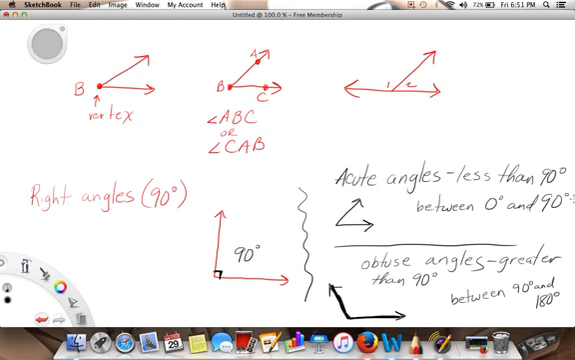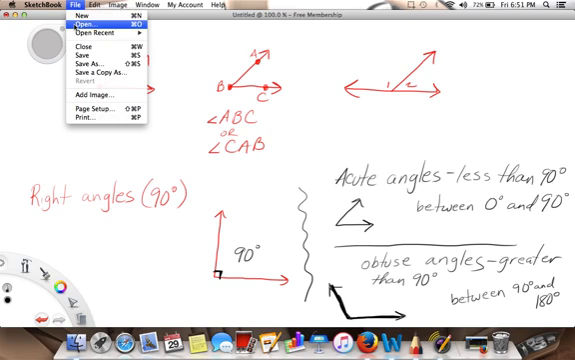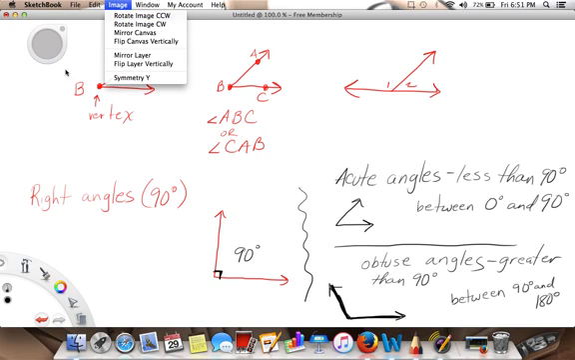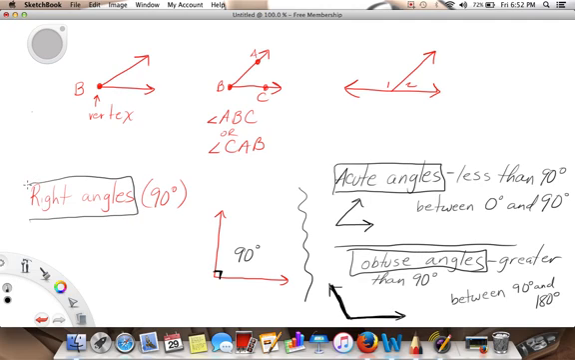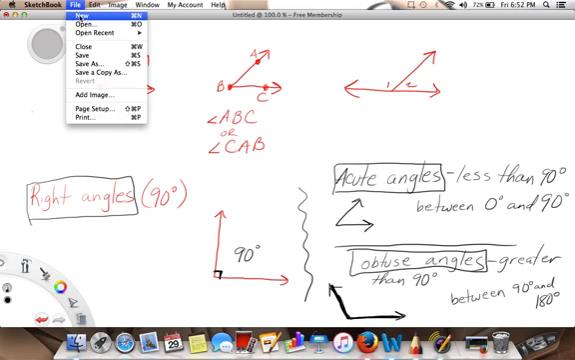All right, continuing on, we have some new words over here. We have an acute angle, very important word. We also have obtuse angles. And then we have right angles, which are 90 degrees. And remember, that little square right there tells us that an angle is a right angle, and it's 90 degrees.